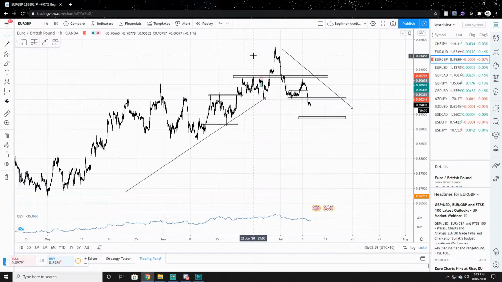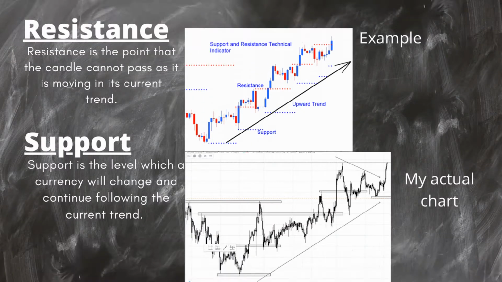Alrighty, so getting into support and resistance, this is like the most important thing really. It's like the key fundamentals of trading Forex. Resistance is a point that the candle cannot pass as it's moving in its current trend. And a support is the level where the currency will hit and then turn around and continue going in its current trend.